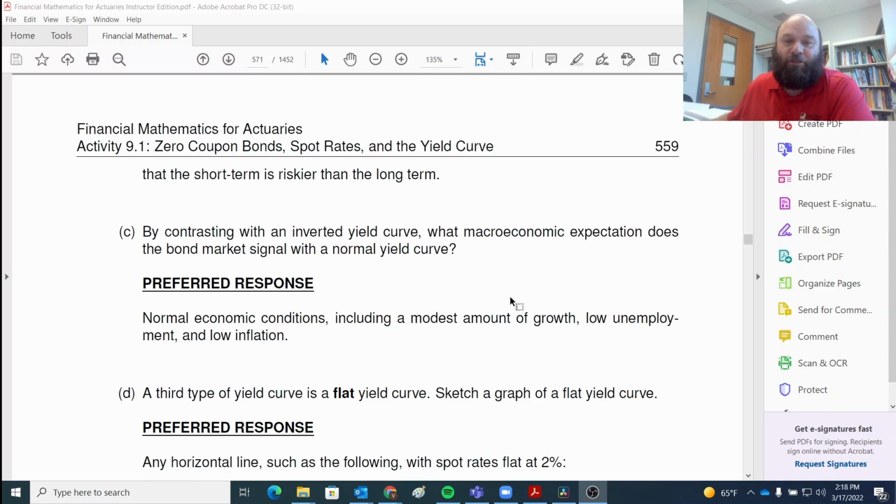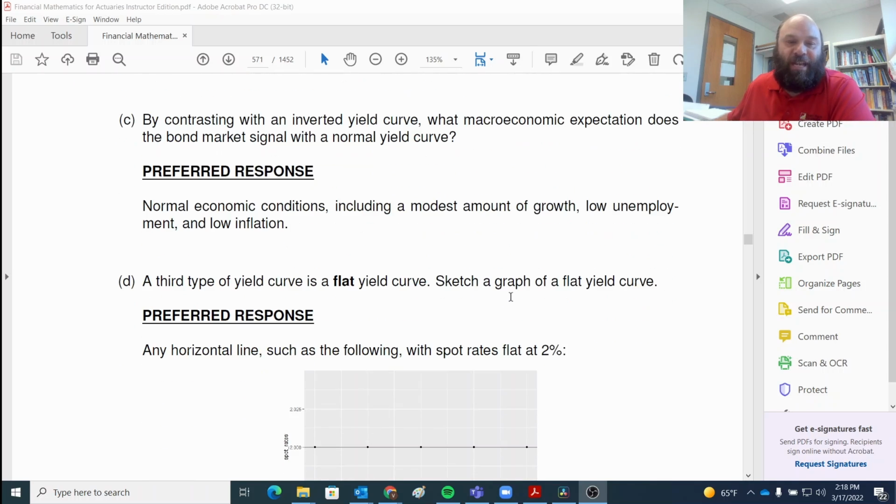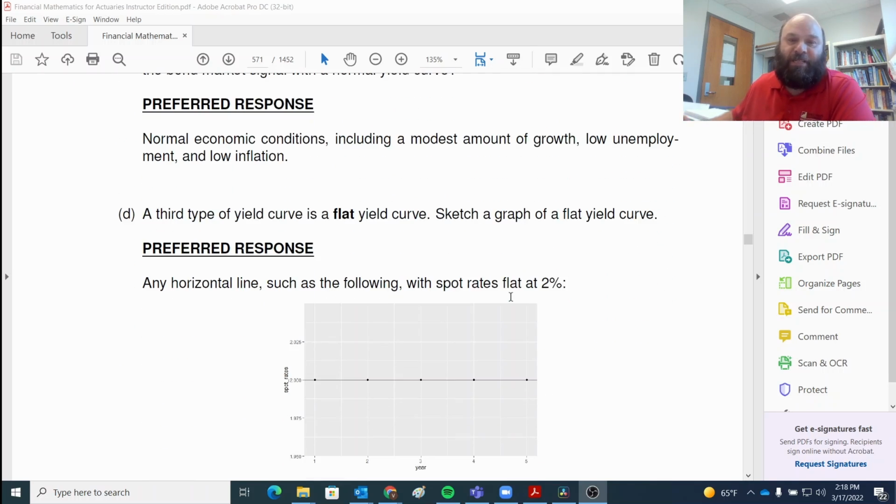There's also a flat yield curve. So here's an example of a flat yield curve with all spot rates flat at 2%. All of our work so far has assumed a flat yield curve. In other words, we've used a constant interest rate. Later in chapters 11 and 12, we're also going to continue to assume a flat yield curve with occasional exceptions. You can do some of the things in chapter 11 with any yield curve, but the computations get nasty, and so for the most part, we'll stick with flat yield curves, which are constant interest rates.